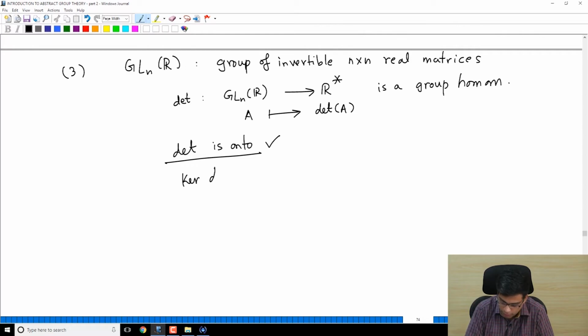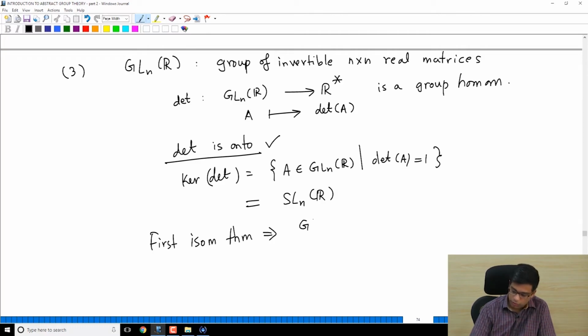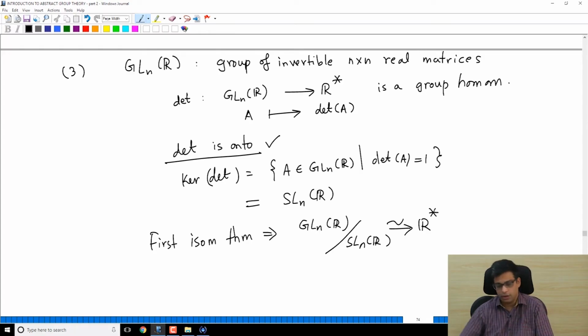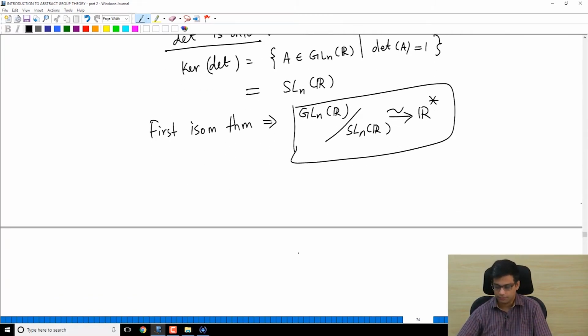What is the kernel of determinant? This is the group of matrices in GLnR which have determinant 1. We called this SLnR in an earlier video. So the first isomorphism theorem gives GLnR mod SLnR is isomorphic to R star. Okay, so this is also a consequence of the first isomorphism theorem.